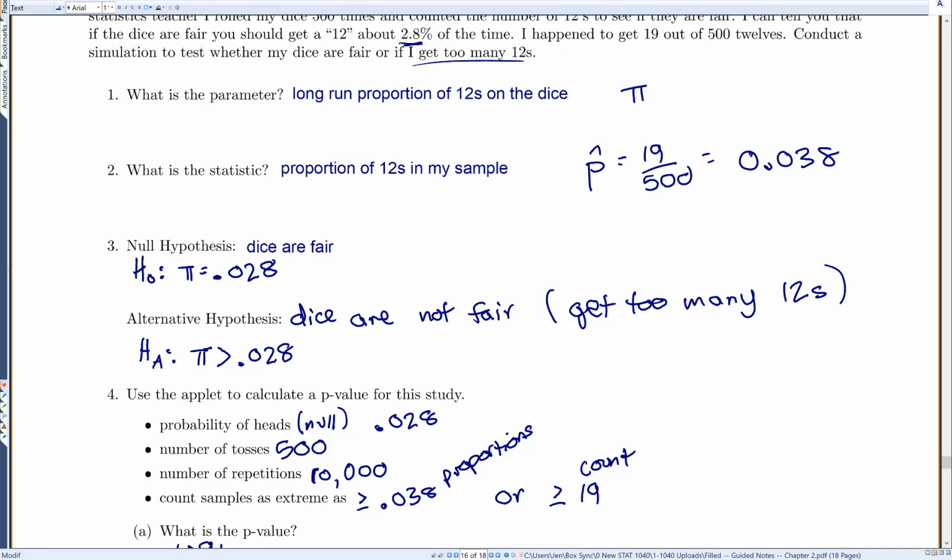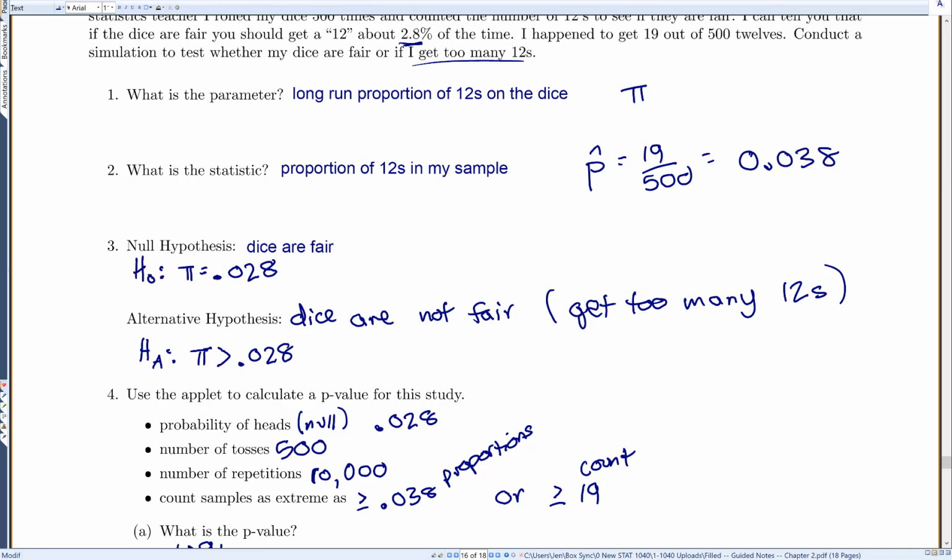So our alternative was that the dice are not fair, that we get too many 12s. In that case, our alternative hypothesis would be that pi is greater than 0.028, because if I'm suspecting I'm getting too many 12s, I'm suspecting that maybe that proportion is greater than 2.8%. So we'll use our applet to calculate a p-value for the study.